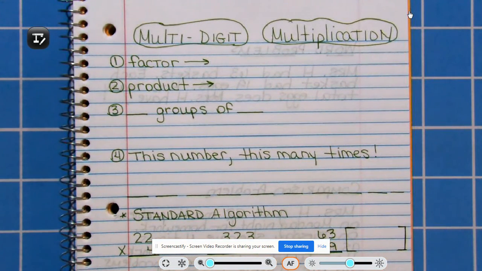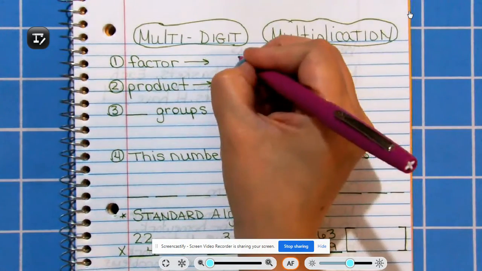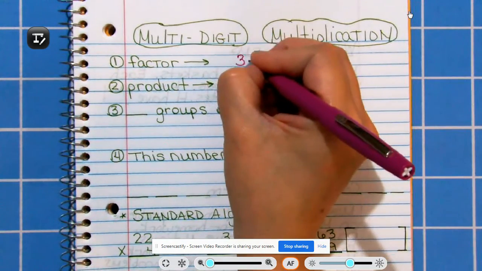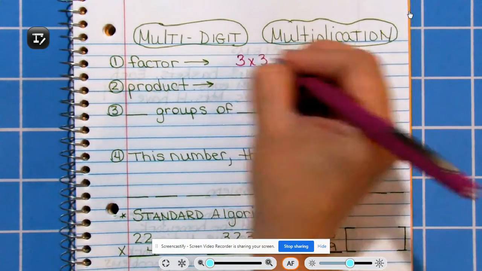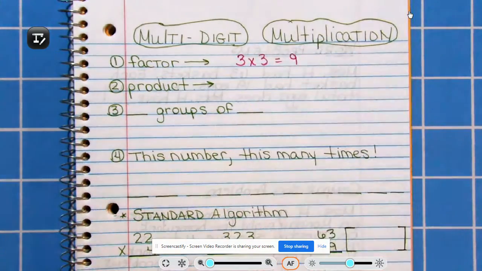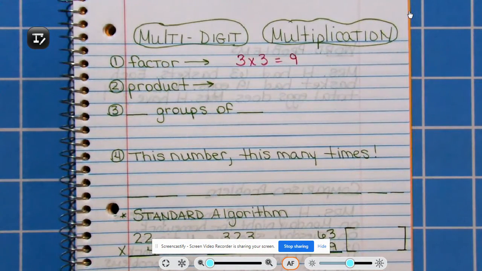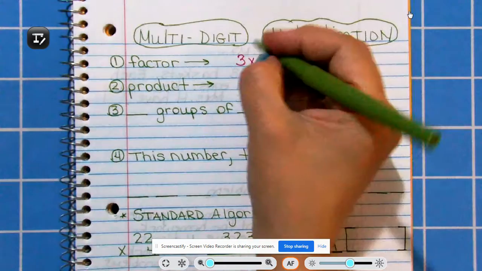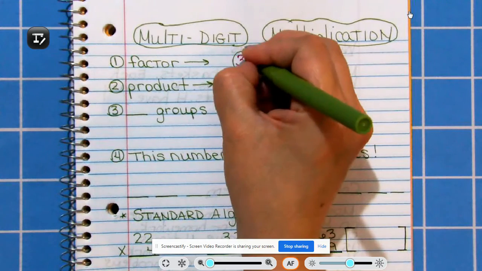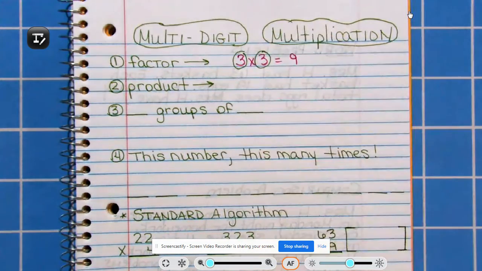When we're dealing with multiplication, the first thing that I want you to remember is the vocab, of course. So we have the word factor. If I have the equation 3 times 3 equals 9, my factors are 3 and 3. So the numbers that we multiply together are factors.